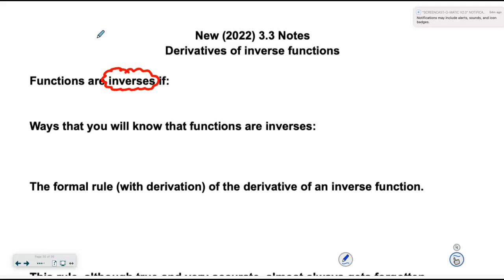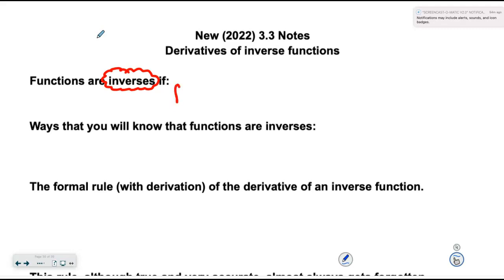When you had Mr. Michener in Algebra 2, you would have worked with what are called inverse functions. He probably told you that if (3, 5) is on the original function, what point is on the inverse? (5, 3). The x's and the y's swap out. And maybe you even had to find some by swapping them physically and solving for the other one. We're not going to be doing that. We're going to be finding the derivatives of inverse functions.